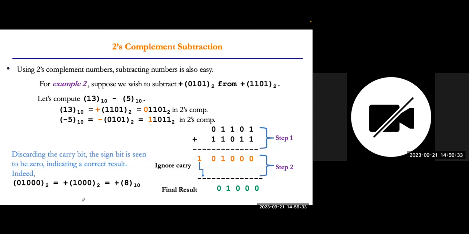Indeed, if you do 13 minus 5, you will get 8, and that leads to the same result. Yes, for two's complement addition or subtraction, the carry bits are ignored.